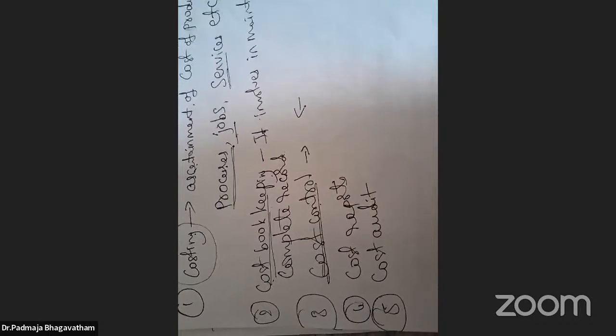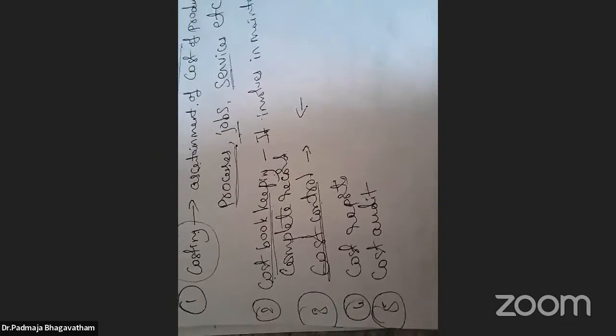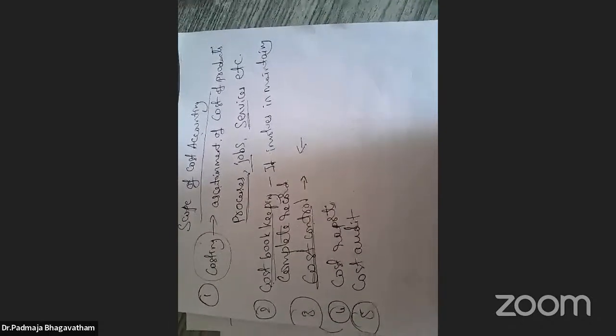And the next one is cost audit. In the cost audit, there is verification; they will verify the cost accounting, covering priority, expenditure and the efficiency of performance. So write this down as the scope of cost accounting. Write the heading: scope of cost accounting. Write what the scope includes: costing, cost of products, distribution, cost control, cost bookkeeping, cost reports, cost audit.